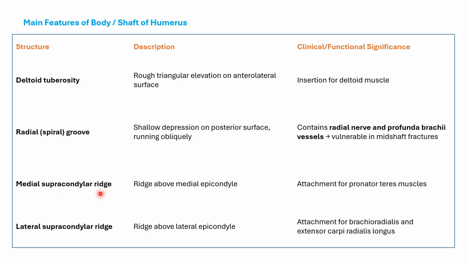Next one is the medial supracondylar ridge and the lateral supracondylar ridge. Medial supracondylar ridge is above the medial epicondyle, and lateral supracondylar ridge is above the lateral epicondyle. And the medial supracondylar ridge gives origin for the pronator teres muscle, and the lateral supracondylar ridge gives origin for brachioradialis and extensor carpi radialis longus muscle.